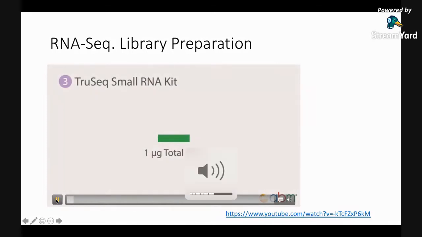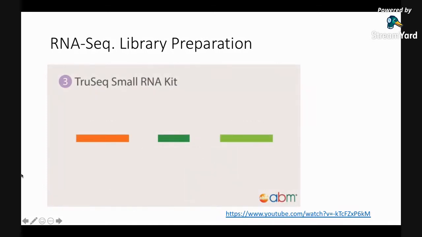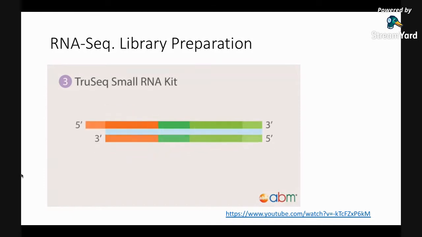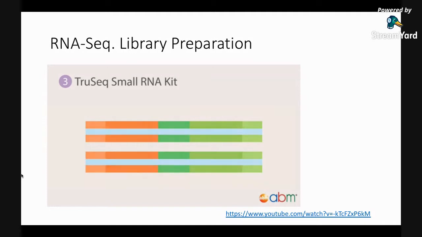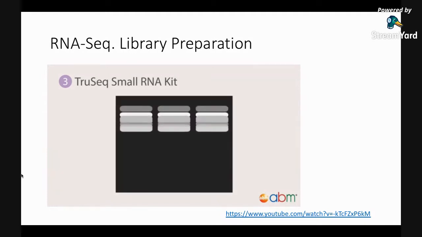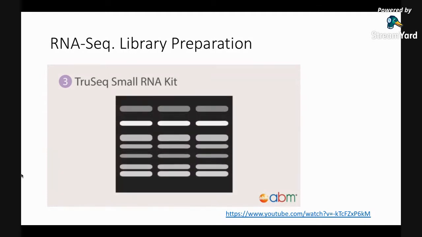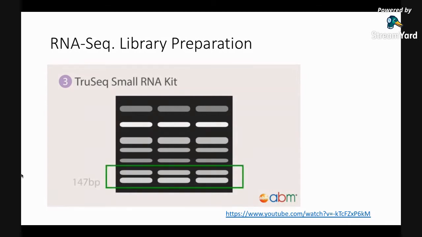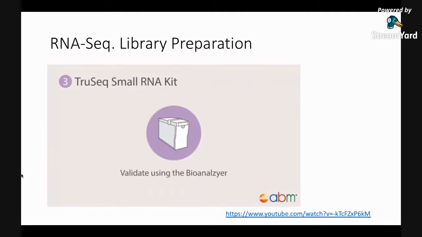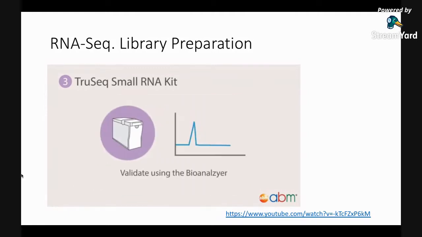That consists of sequential blunt-ended adapter ligation, 3' adapter, then 5' adapter, to total RNA. The adapter ligated RNAs are then subject to RT-PCR to enrich for RNAs with adapters in the correct orientation. Products of RT-PCR are run on an agarose gel, and the desired products are isolated at 147 and 157 base pairs. The purified library is only validated qualitatively using the bioanalyzer.